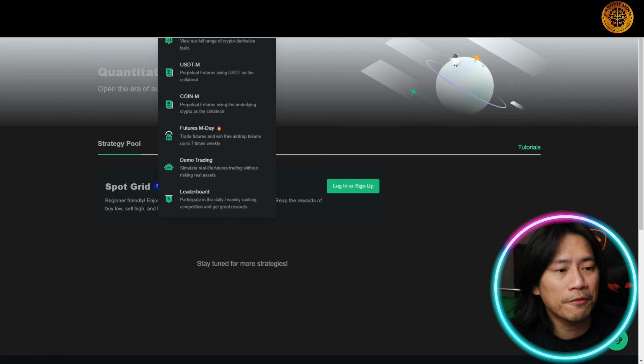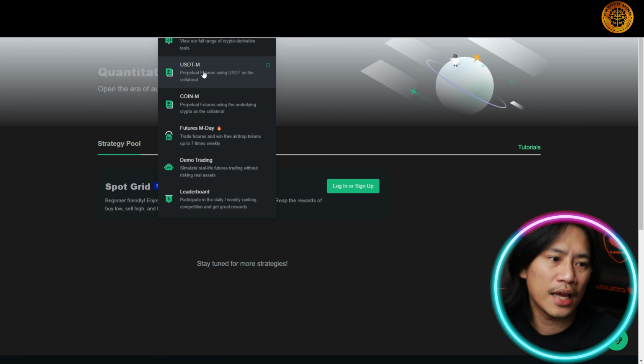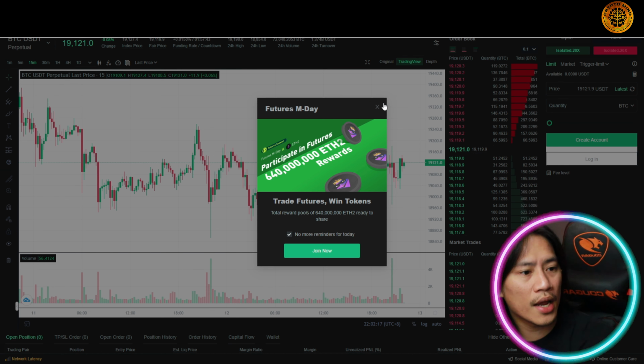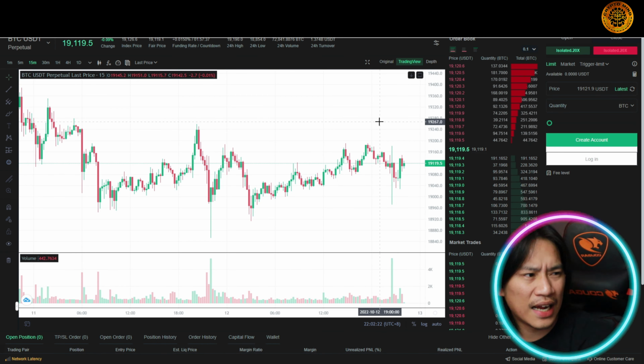The next one would be futures trading. Futures overview. View our full range of crypto derivative tools, and then USDT-M. Let's go ahead and check on that. It's going to look like your spot trading, guys. But for this one, you can increase your leverage. I normally refer to that as like the multiplier.